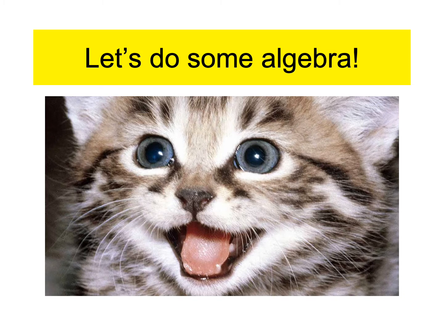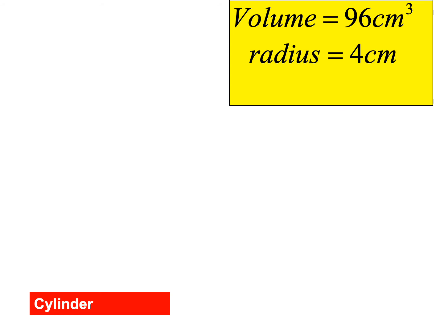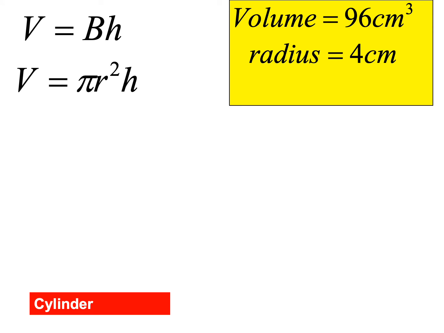All right, let's do some algebra. So what if, instead of giving you the picture, I just gave you some data about the cylinder? I said it's a cylinder, and this time I'm not going to give you the radius and the height. I'm going to give you the volume and either the radius or the height. Notice I gave you the volume and the radius. What you're missing, remember that's the formula, is the height. So let's see if we can solve this for height.